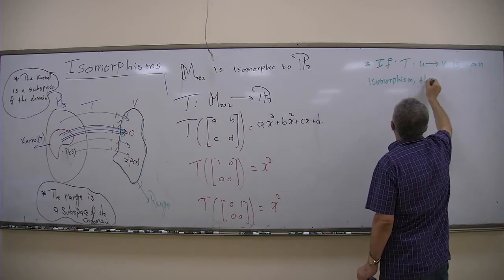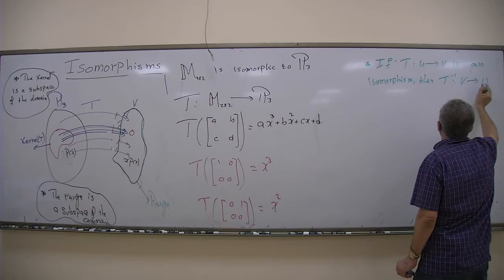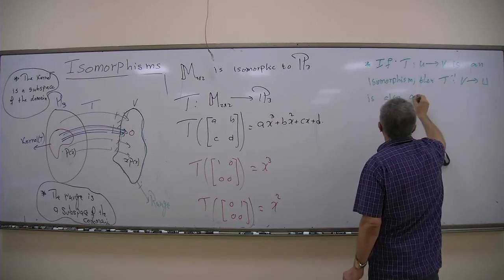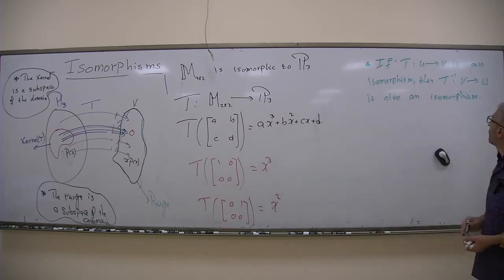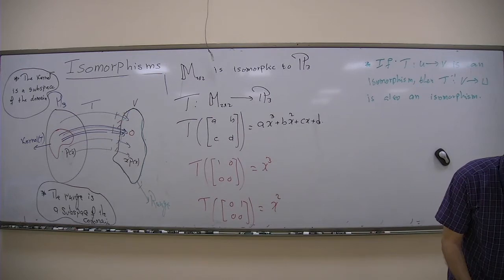Then T inverse from V to U is also an isomorphism. Okay? All right. Let me take one more example and I'll stop.